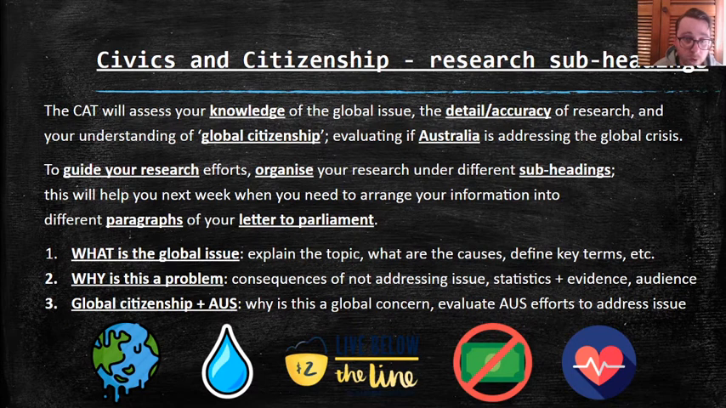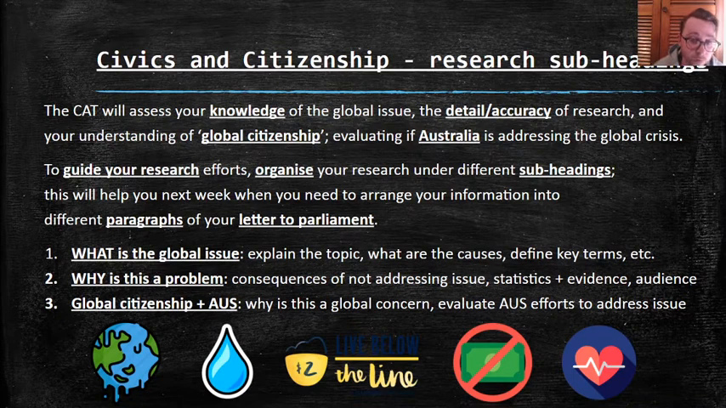Why is this a global problem? And evaluate whether or not Australia is doing enough to fix the problem. So here's what Australia is doing on climate change, Mr. Prime Minister. It's not enough. Or here's what Australia is doing for poverty. We need to do this, this, and this.